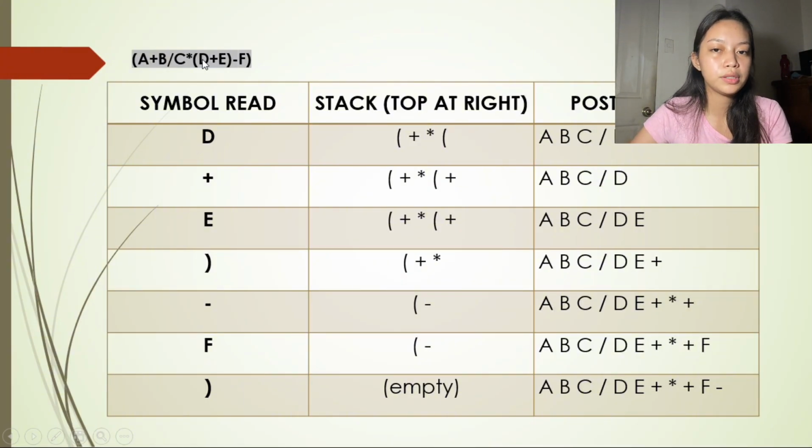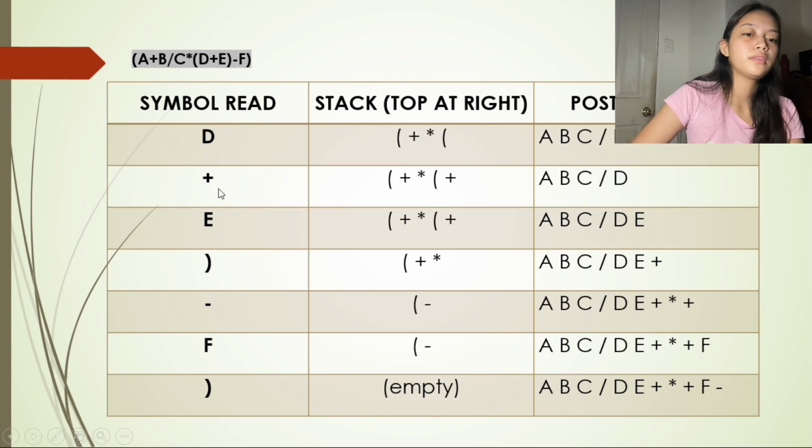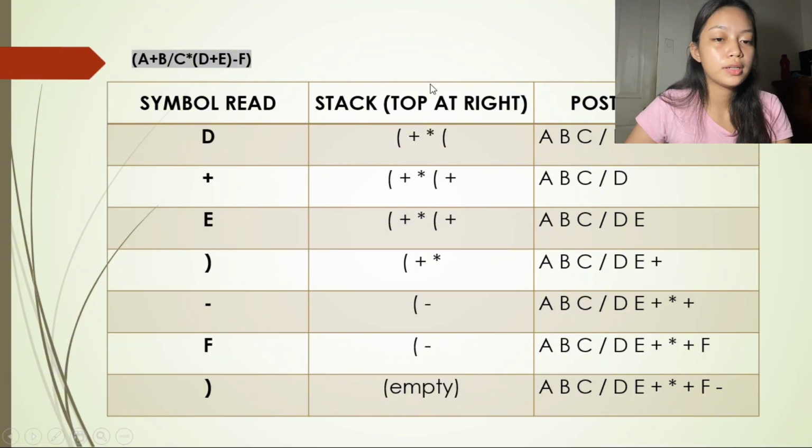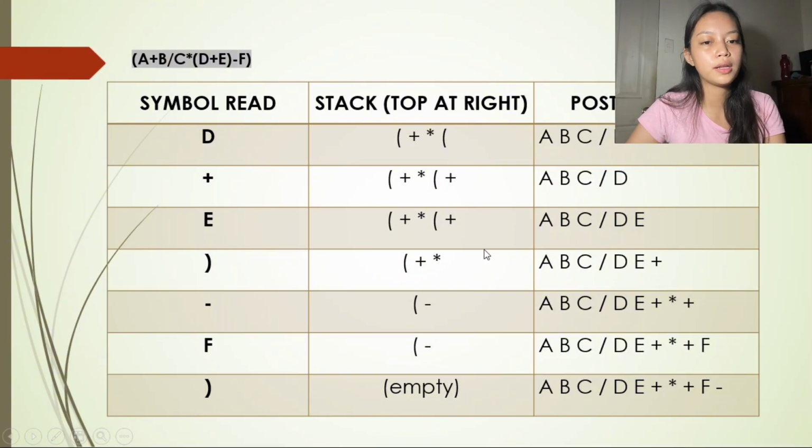Now we continue with operand D. Copy D and put it here. ABC, division, D. Copy the stack. Next is followed by addition. Put the addition operation here, copy, and copy here too since nothing was added. Next is E. It's an operand, so we put it in the postfix and copy the stack since nothing was added.